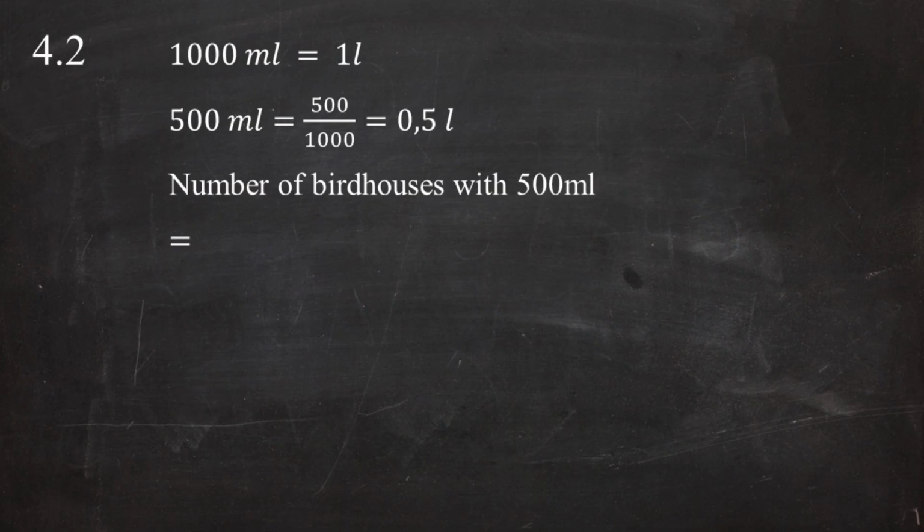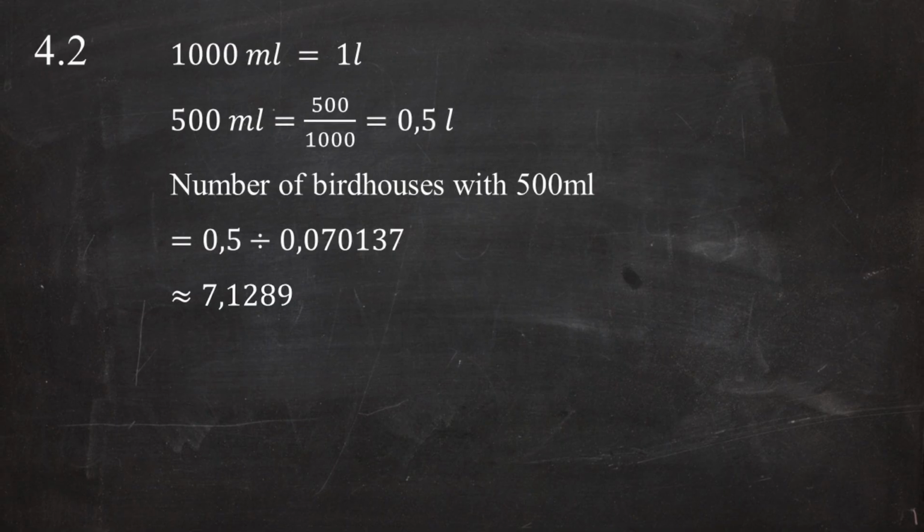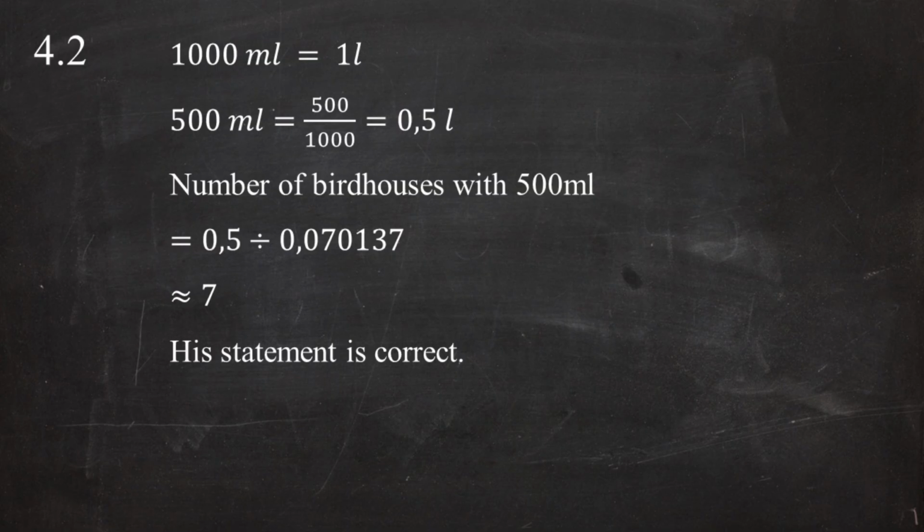Now the number of birdhouses that can be painted is 0,5 liters of paint divided by a total number of paint needed of 0,070137 liters, and this will give us a total of 7,1289 birdhouses. Rounding this number to the nearest whole birdhouse will give us a total of 7. Since this value equals the amount stated by Itumeleng, we can say that his statement is correct. Not making this last statement will result in you forfeiting 1 mark.